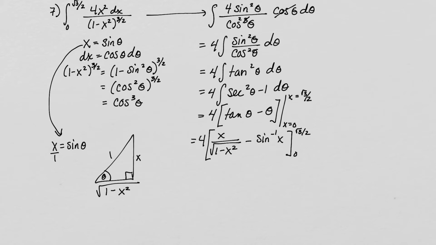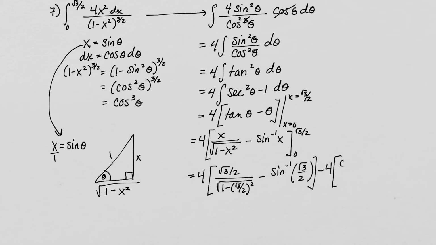So all I have left to do is to plug in. So we have 4. When I plug in here, I get root 3 over 2 divided by the square root of 1 minus root 3 over 2 squared, minus the inverse sine of root 3 over 2, minus 4 times 0 divided by the square root of 1 minus 0 squared, minus the inverse sine of 0.